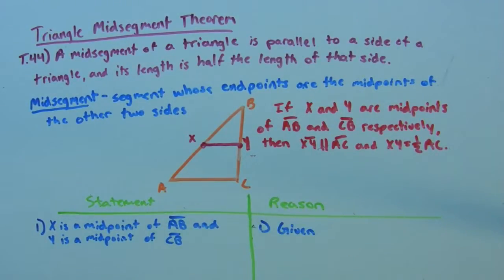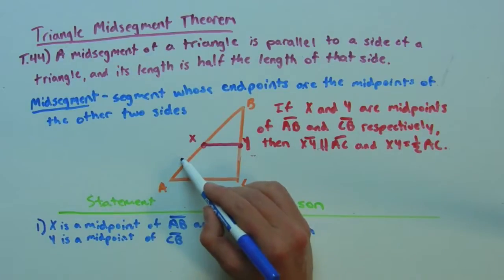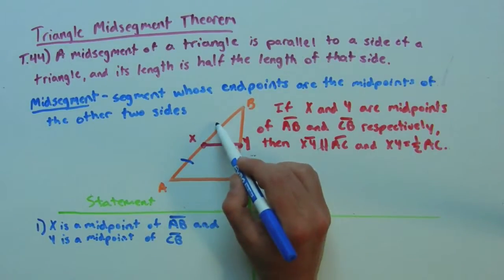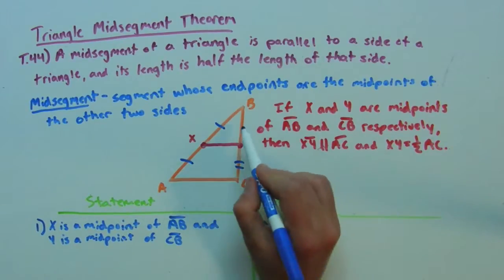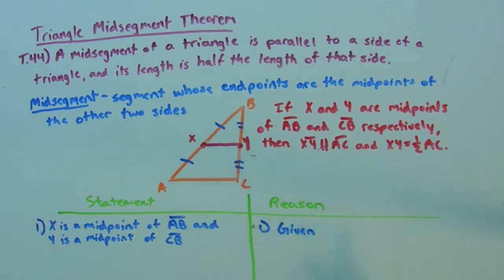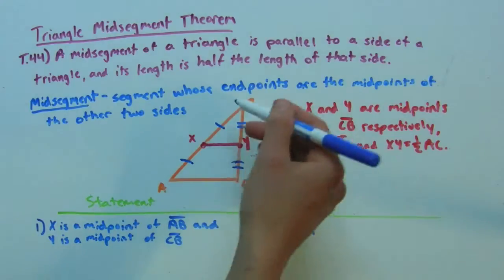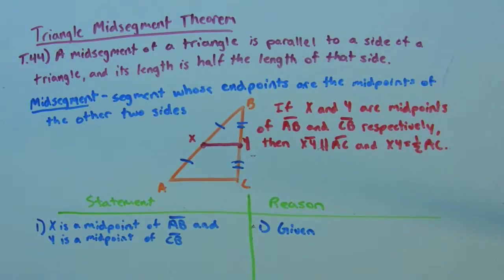Well, let's start with what's given. We know that X is a midpoint of AB, and we also know that Y is the midpoint of CB. But what exactly does midpoint mean? A midpoint divides a segment directly in half. So that means that AX is going to be congruent to XB, and CY is going to be congruent to YB. And since it divides it directly in half, we know that those are equal.